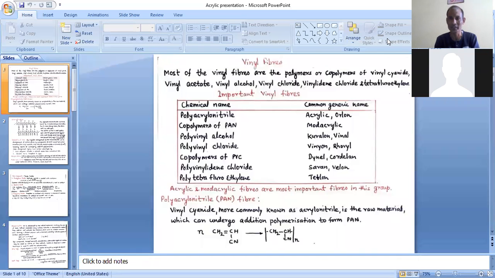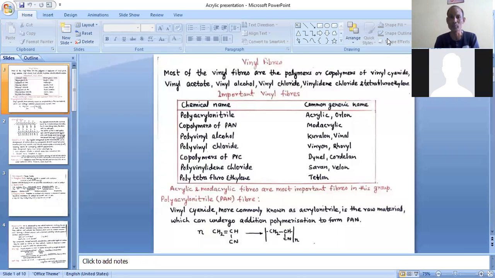So these are the further categories of vinyl fibers. The broad name is vinyl fibers. So in the category of synthetic fibers, we have one category that is vinyl fibers, and the further categories of vinyl fibers are the polymers or copolymers of vinyl cyanide, vinyl acetate, vinyl alcohol, vinyl chloride, vinylidene chloride, and tetrafluoroethylene.